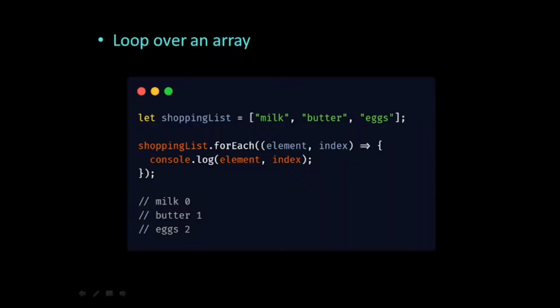Let's loop over our shopping list array. There are many ways to do that, but I choose the forEach method this time. forEach loops over each element in an array, and it does with it whatever we want it to. It takes 3 arguments: element, index, and array. But we don't use the third one this time. And we want to print to the console each element with its index. And this is what we get.